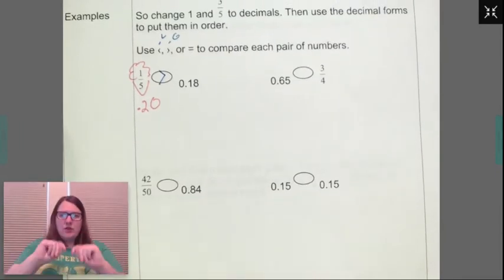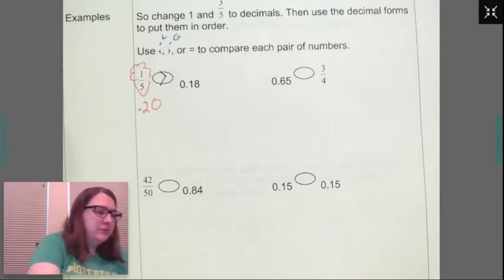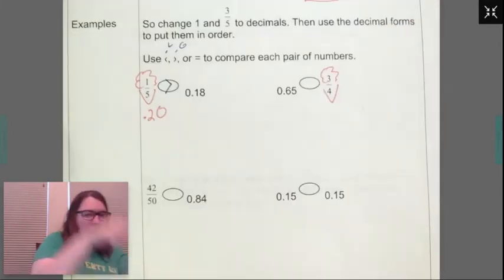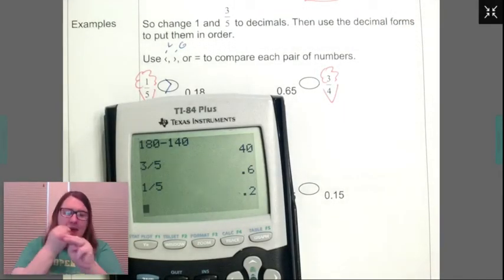All right, let's try the second one. 0.65 and 3 over 4. What do I need to do? Change it. I remember my ice cream because I love ice cream in math.